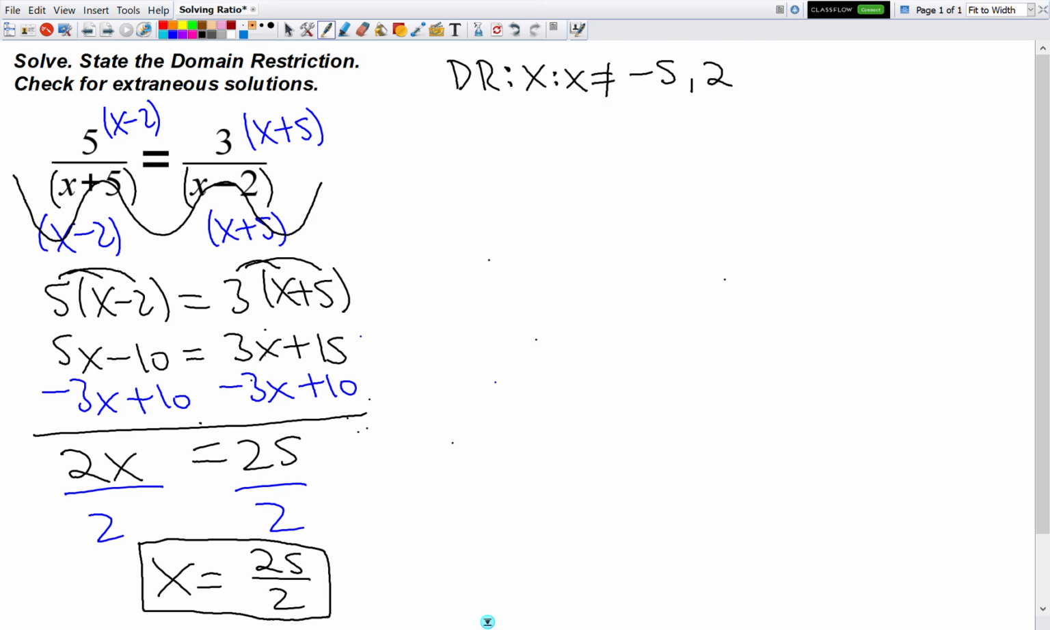If we can make that assumption, then I let my students get away with checking the answer this way, where you just ask, is 25 over 2 one of your domain restrictions? If it's not, then it should be good to go. When the problems eventually get harder, you probably want to plug it in, but for now they're not that bad, so just use this technique.